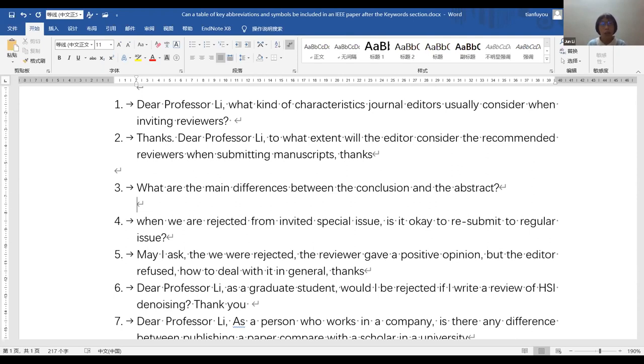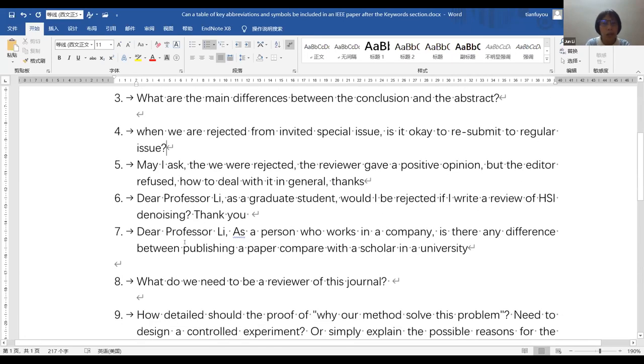No matter what kind of condition, when we submit a rejected manuscript to the journal again, first it should include the original manuscript ID, provide a revised version of the manuscript, include some comments, and include a point-to-point response letter. Okay, this is question four.